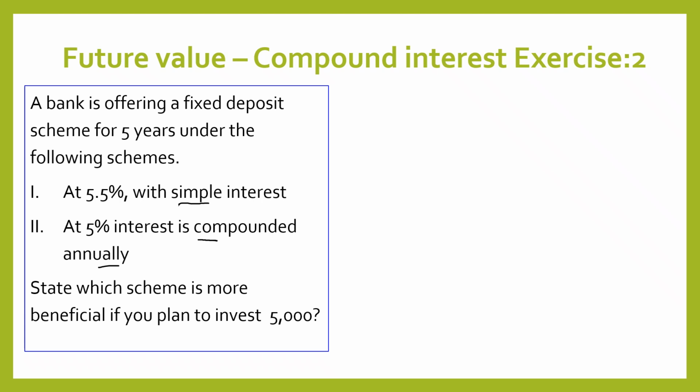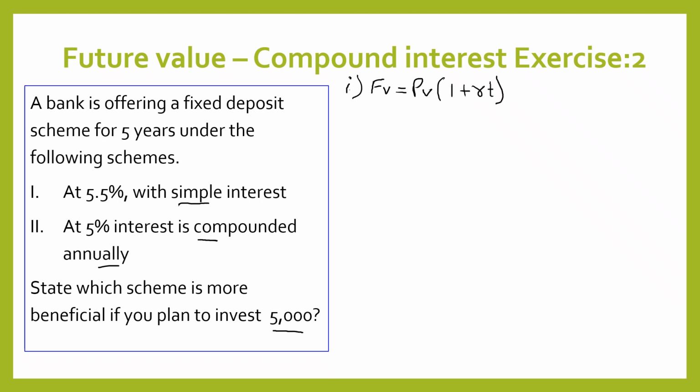And 5,000 is the amount of investment. That means it is my P. So first option is what? Simple interest. So we will write here first option, option 1. I told you what we have to write. We have to write the formula. What is the formula for simple interest? Future value is equal to present value or P into 1 plus RT.